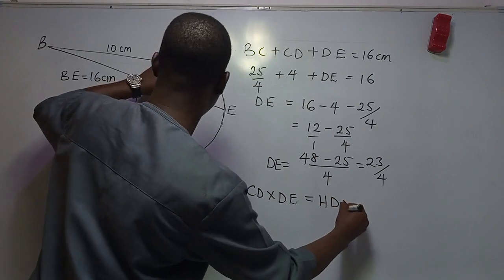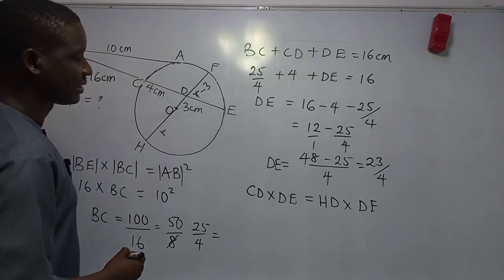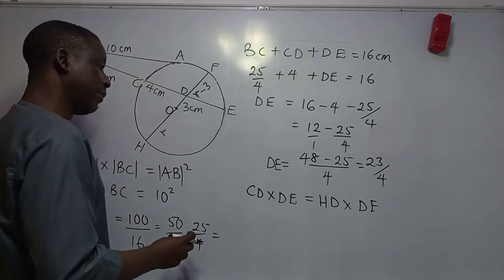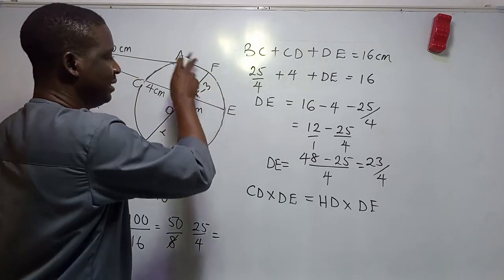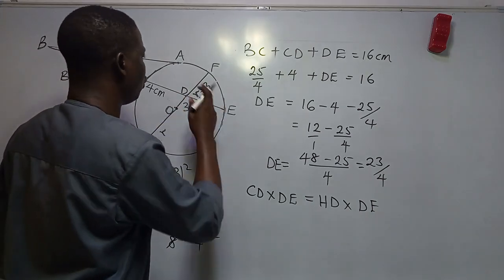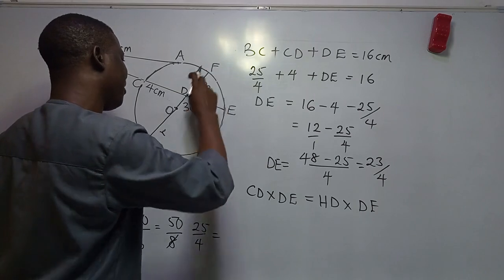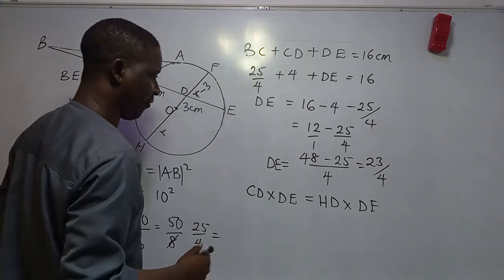HG times GF. That means the chord intersect rule. You understand my rule? So the rule says, if two chords intersect at this point, then CD times DE is equal to FG times HD, or HD times GF.